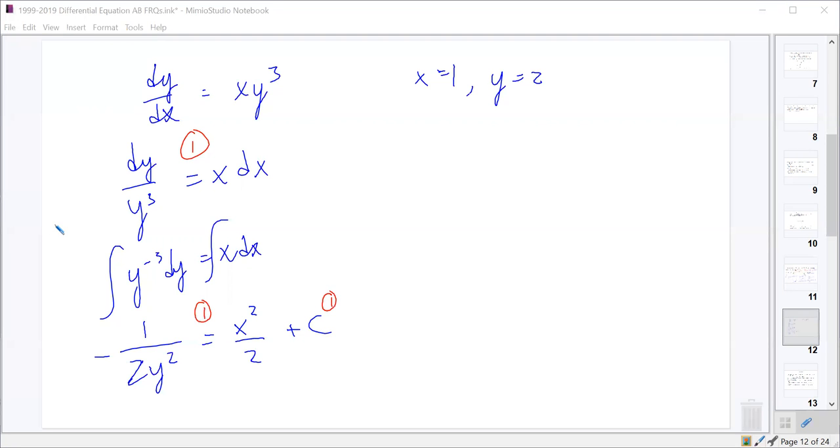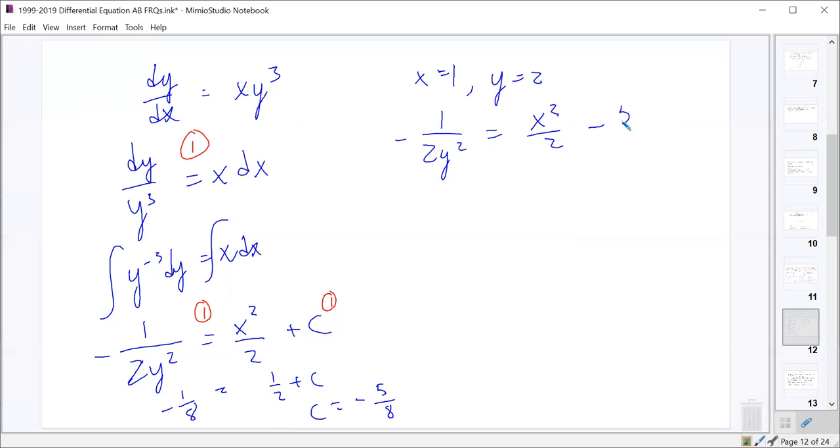Then you need to find the c, so you'll plug in your initial condition. x equals 1 gives you a half plus c. y equals 2 gives you negative 1/8 on the left. So you end up with a constant of negative 5/8, right? You do negative 1/8 minus a half, negative 5/8 is our constant. So we're now looking at negative 1 over 2y squared equals x squared over 2 minus 5 over 8. And then we just solve that for y.